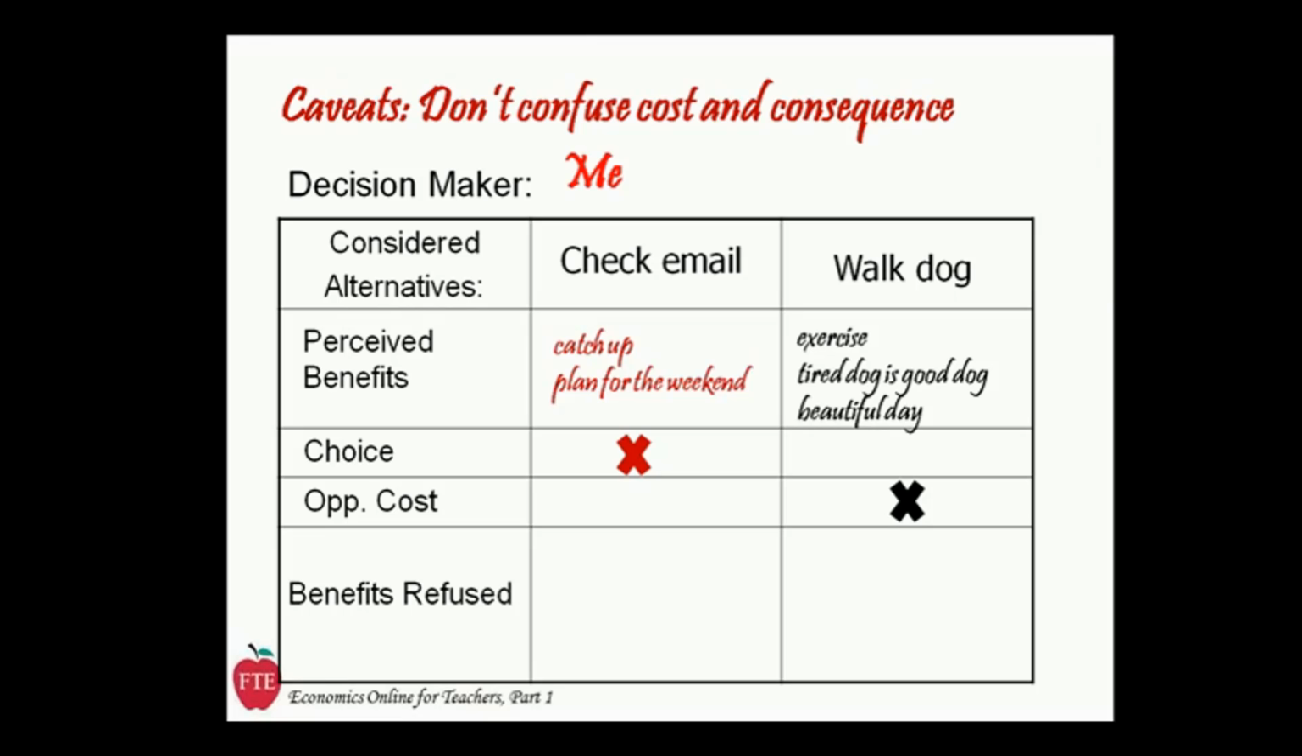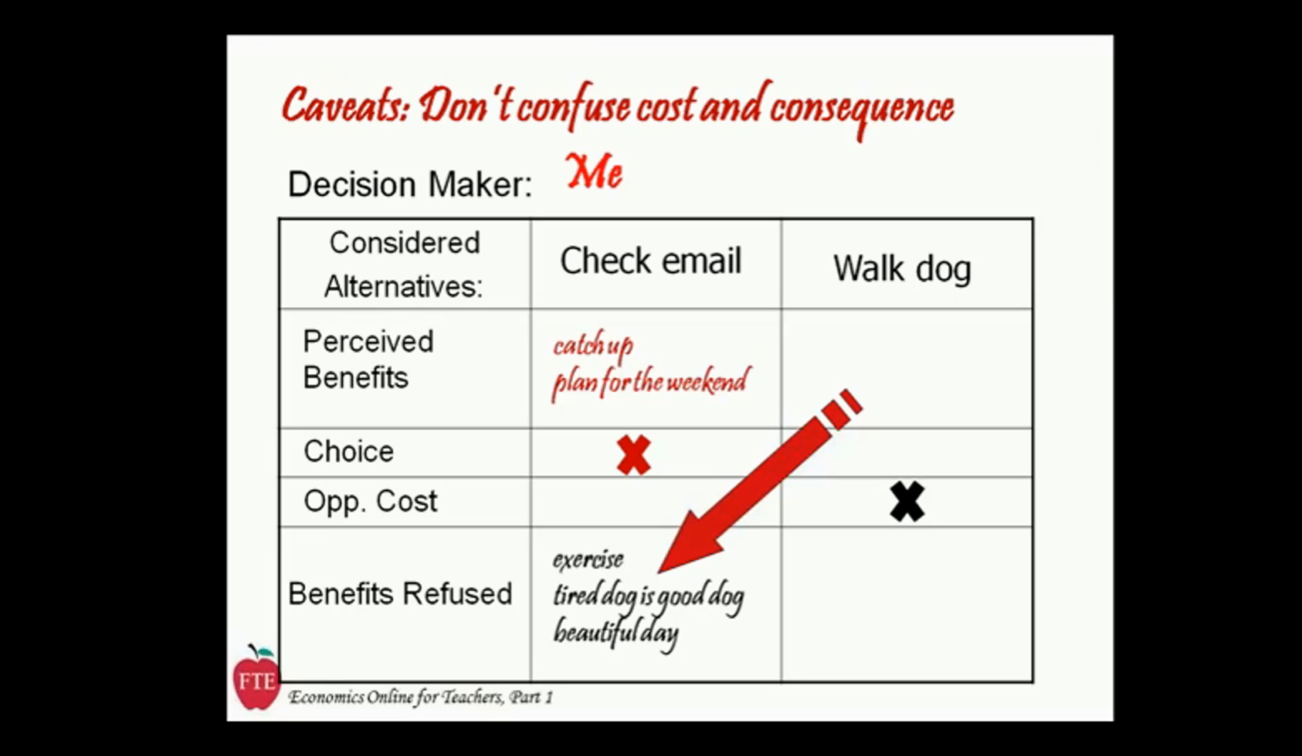Suppose that if I hadn't checked the email, I'd have walked the dog. So the opportunity cost of checking my email is that I gave up the opportunity to walk the dog. I refused all the benefits that went along with it: exercise for me, tiring the dog out for the day, enjoying a beautiful morning. At the time I made the decision, I evaluated those benefits and decided that checking the email was more valuable.